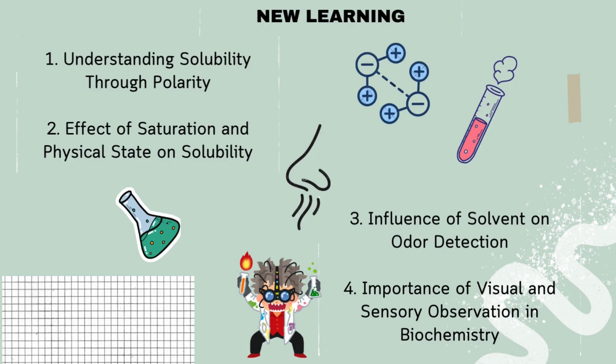Finally, this experiment reminded us of the importance of careful observation in biochemistry. By paying attention to details like color, texture, and smell, we were able to connect physical properties to the chemical nature of each lipid. These kinds of observations are useful when identifying or classifying unknown substances.